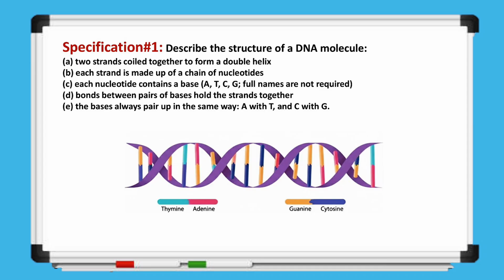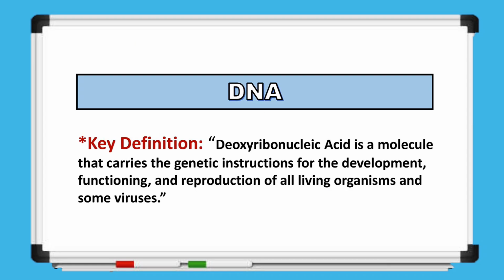The two strands of DNA are held together by bonds between pairs of these bases. These bases always pair in a specific way: A always pairs with T, and C always pairs with G. Now let us define DNA. As we have already studied DNA earlier, we will quickly recall its meaning and importance. So, the key definition is that deoxyribonucleic acid is a molecule that carries the genetic instructions needed for the development, functioning, and reproduction of all living organisms and some viruses.